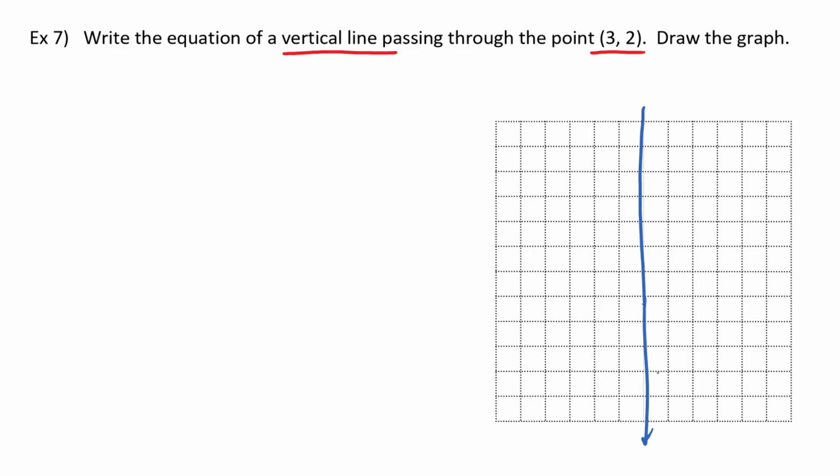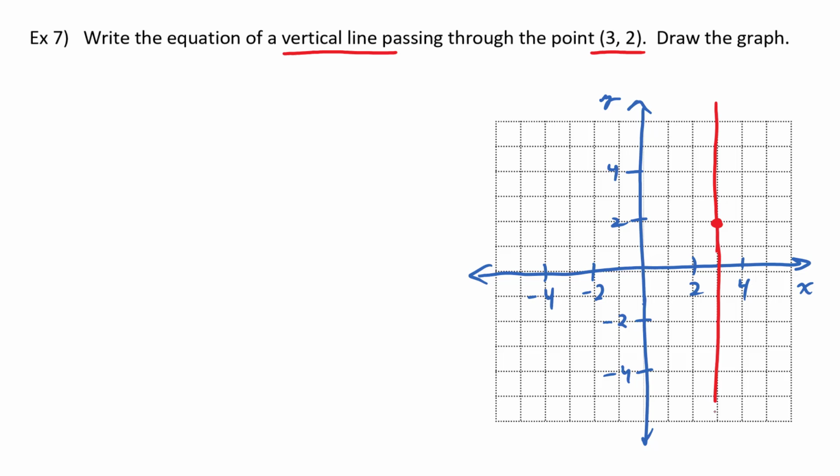Sometimes it's easier to graph this first to get an idea of what you're looking at. X and Y. And this passes through the point 3, 2. And we say this is a vertical line. So this will look just like that. Y equals mx plus b. What is my y-intercept? It doesn't have a y-intercept. It never crosses the y-axis, so that's out.